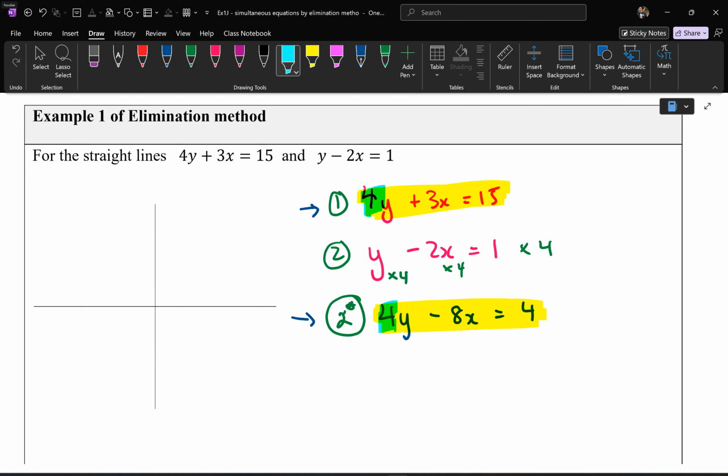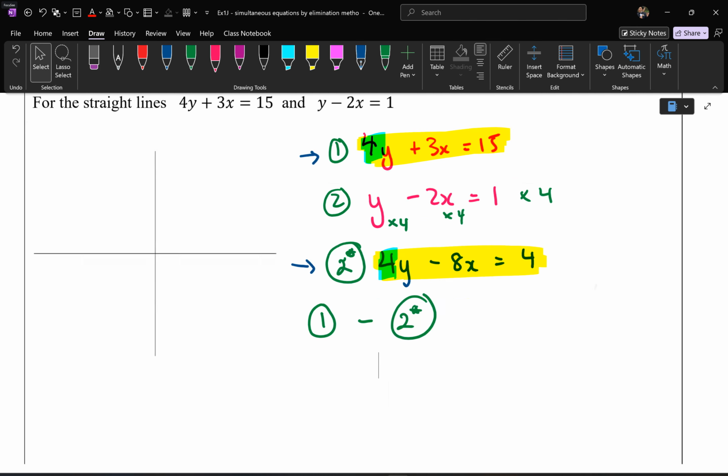By using elimination method, do I add equation 1 and 2 or do I subtract equation 1 and 2? Subtract. Okay, so you can choose which one you want to do. You can do the new equation 2, take away equation 1, or you can do new equation 1, take away new equation 2. It's up to you. All right, so here I would probably do 1 take away this one because 15 take away 4 is a nice one. So I would say do equation 1, take away equation 2.